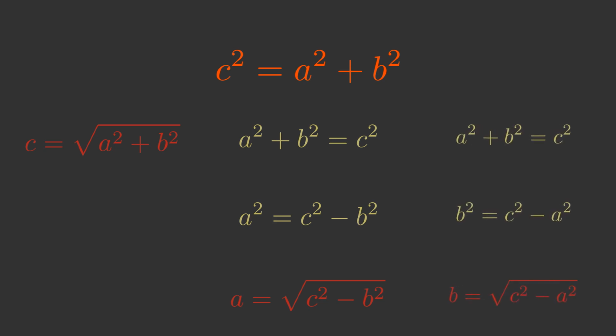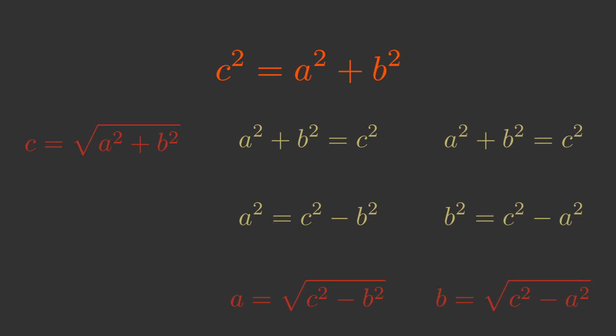We can find b in a similar way. B equals the square root of c squared minus a squared. If we know two sides of a right-angled triangle, we can find the third side by using one of these three equations. Remember that C must be the hypotenuse.